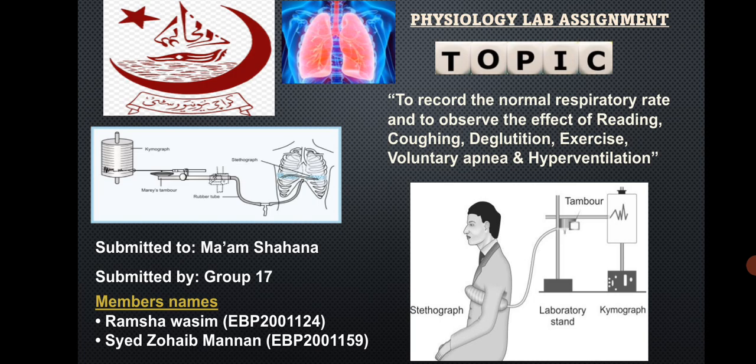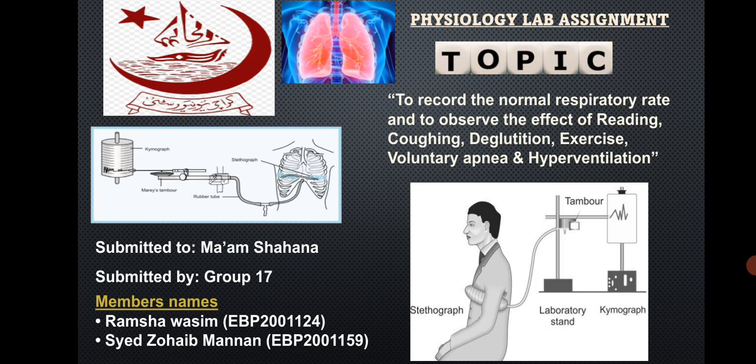My name is Ramsha Wasim and I am a student of Pharm.D second year, third semester. My seat number is EBP 2001124. Today I will be presenting my physiology lab assignment, and the topic that has been assigned to me is to record the normal respiratory rate and to observe the effect of reading, coughing, deglutition, exercise, voluntary apnea, and hyperventilation.